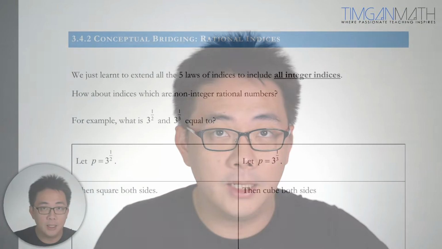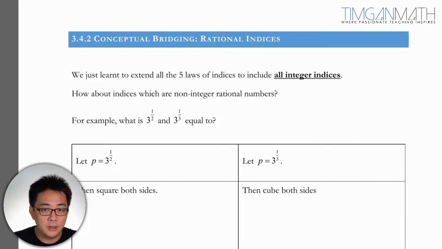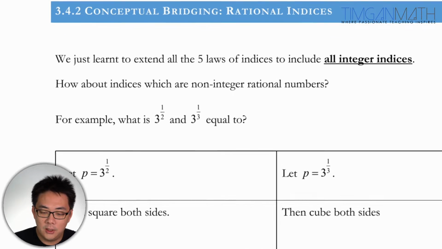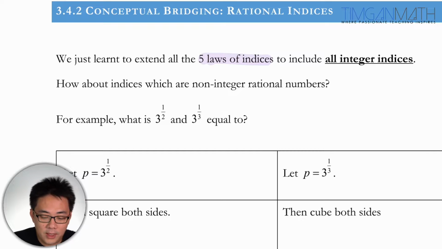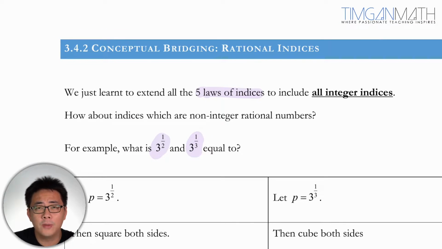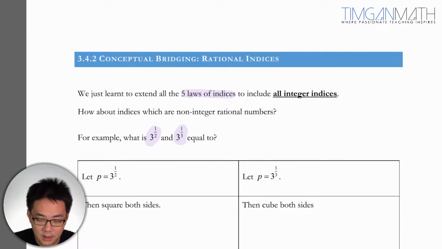Hi students, let's look at one of the most important concepts in indices, which is the rational indices. This is actually not something standalone. In other words, from all the laws that we have already learned, the 5 laws of indices, we could actually deduce what is 3 to the power half or 3 to the power 1/3. Rational means rational numbers, in other words, a fraction or any form of rational numbers.